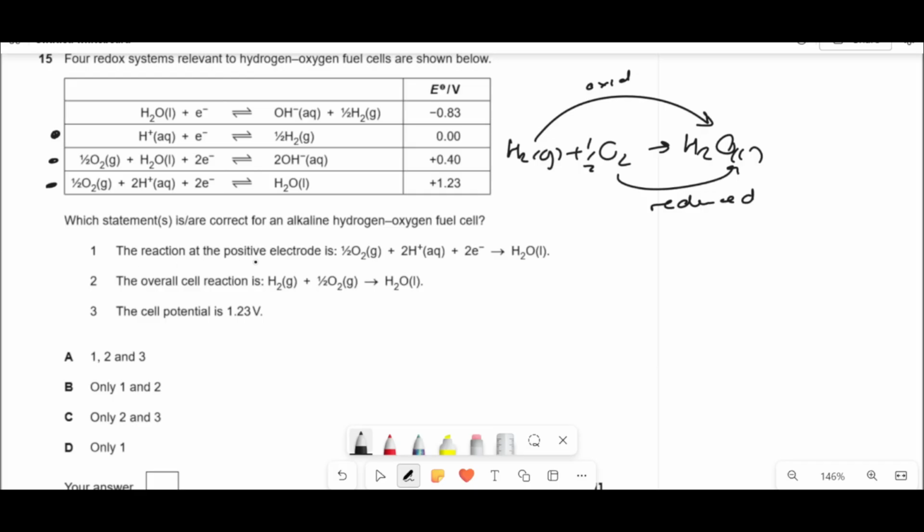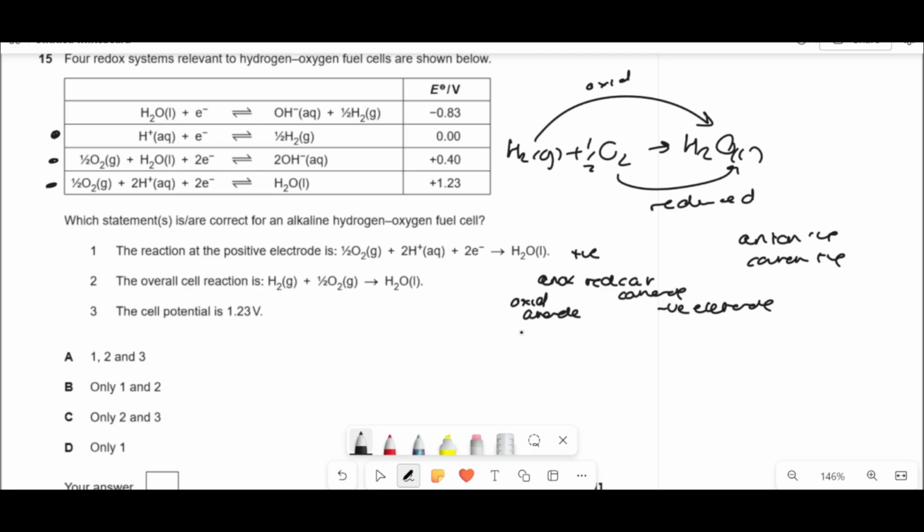So the reaction of the positive electrode is this. The positive electrode, remember, is so it's an ox, red cat, is how I remember it. So reduction is at the cathode, oxidation is at the anode, right? Now an anion is negative, a cation is positive. So annoyingly, a cathode is your negative electrode, and your anode is your positive electrode. It's what they're attracting rather than what they are like in that term.